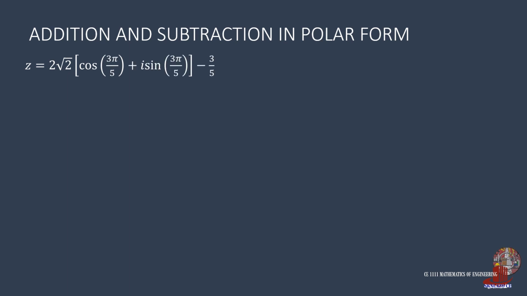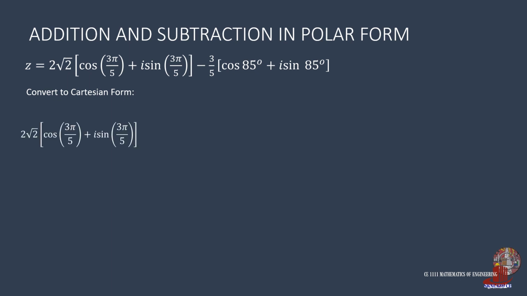Be careful when the problem involves both degrees and radians, like the next example. Again, convert the complex numbers into their Cartesian forms. The first one has 2 root of 2 times cosine of 3 pi over 5, giving negative 0.8740 for its real number, and 2 root of 2 times i sine of 3 pi over 5, which equals 2.69i for its imaginary number. Take note that they are computed with the calculator in radians mode.